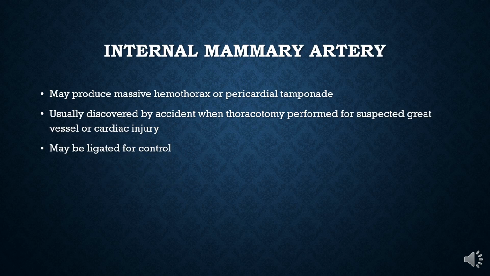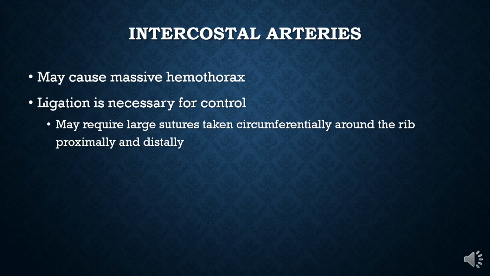Internal mammary artery injury may produce massive hemothorax or pericardial tamponade, usually discovered by accident when thoracotomy is performed for suspected great vessel or cardiac injury. May be ligated for control. Intercostal arteries may cause massive hemothorax. Ligation is necessary for control. May require a large suture taken circumferentially around the rib proximally and distally.